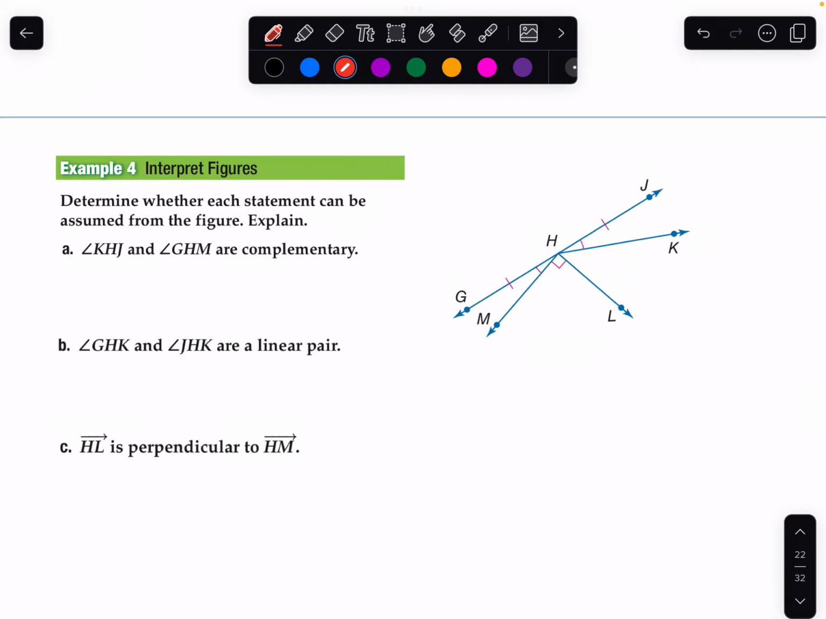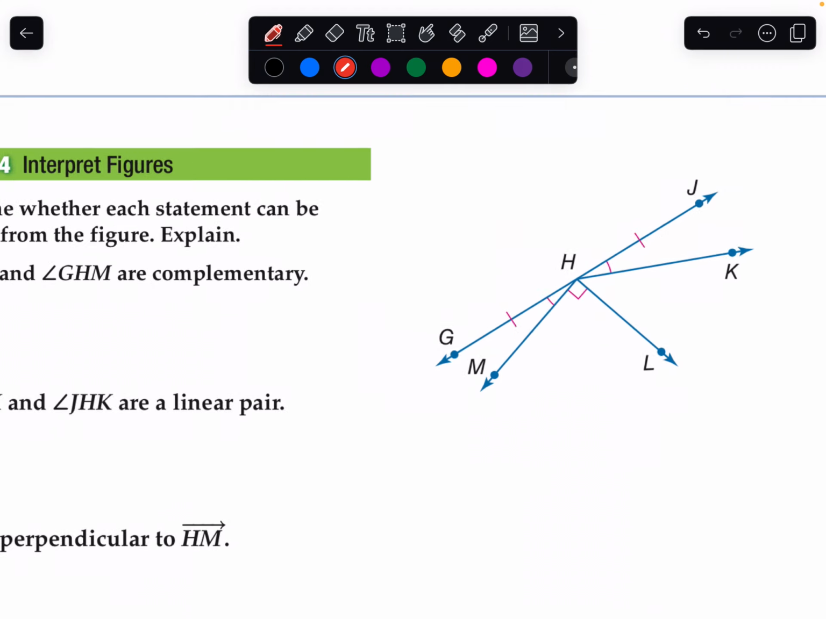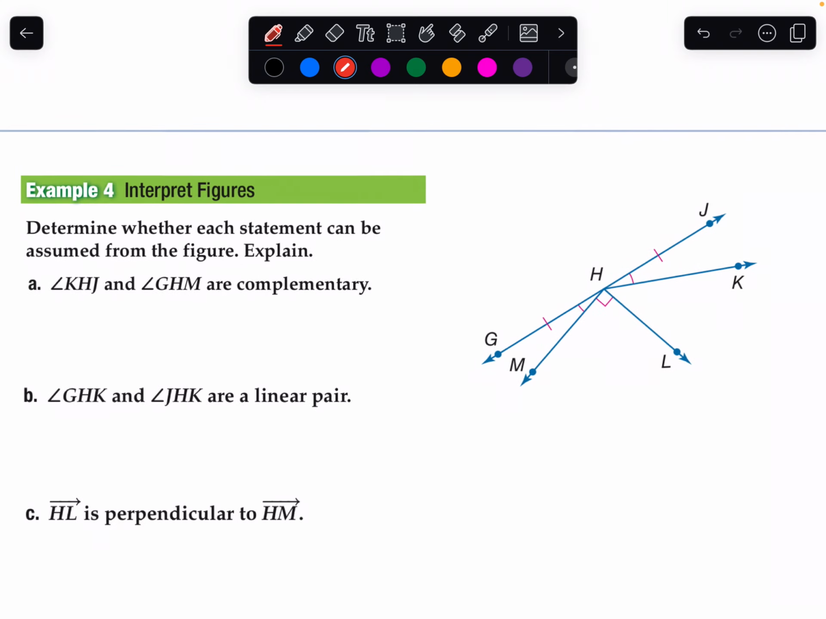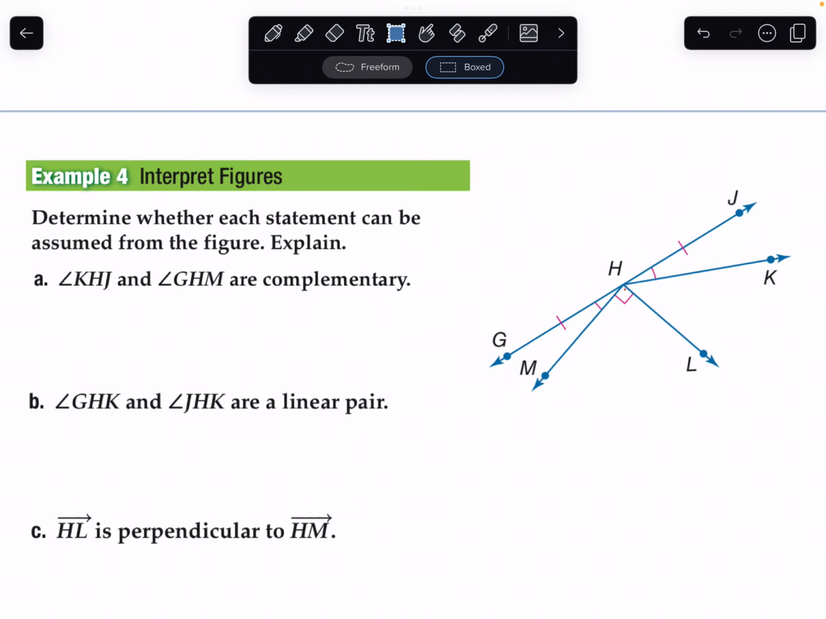And then example 4, interpreting the figure. Look at all this stuff marked up on the diagram for us. How convenient. Determine whether each statement can be assumed from the figure. Explain. I will try to move this a little bit closer here so I can zoom in a bit. Angle KHJ. I like highlighting as I go. Angle KHJ and angle GHM are complementary.